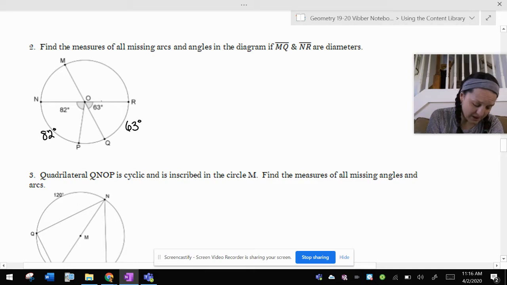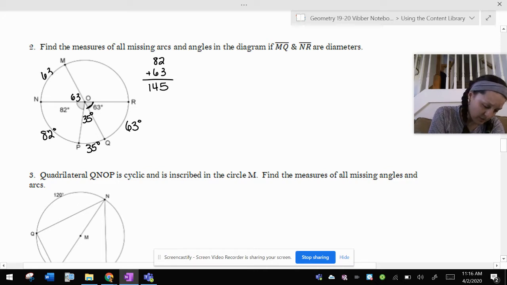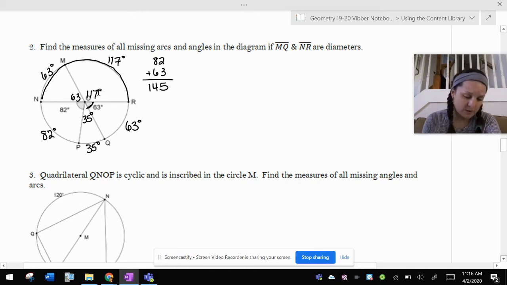And NOR looks like a diameter, so that has to add up to 180. So 82 plus 63 is 145, which means I have, what, 35 degrees left for right here, which means this is also 35. And then it looks like MQ and NR create some vertical angles. So if this is 63, so is that. So then this is going to be 63 again. And this whole thing would need to add to 180, which means I have 117 left over, which makes that 117.